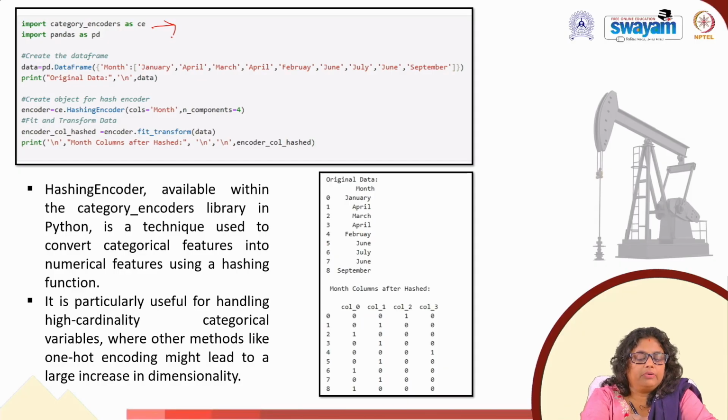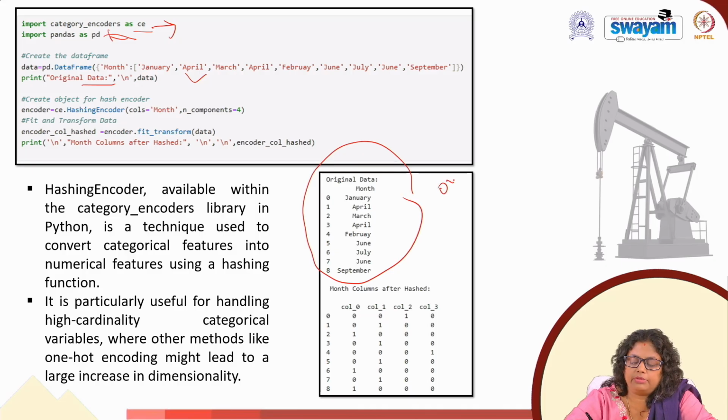So again we need to import category underscore encoders as ce, then import pandas, then create the data frame of the months. Okay, then we have seen this is the original data we have, this is the output we have here. So once we call this original data, we get this result.